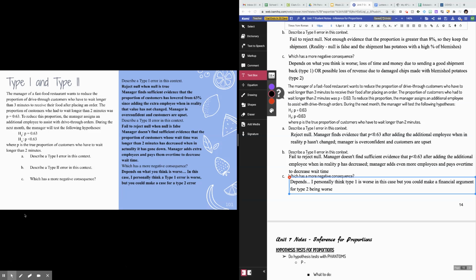So in this scenario, we have a manager of a fast food restaurant, and they want to reduce the proportion of customers who have to wait longer than 2 minutes when receiving their food. Sorry, typo there. So that actual proportion is 0.63.